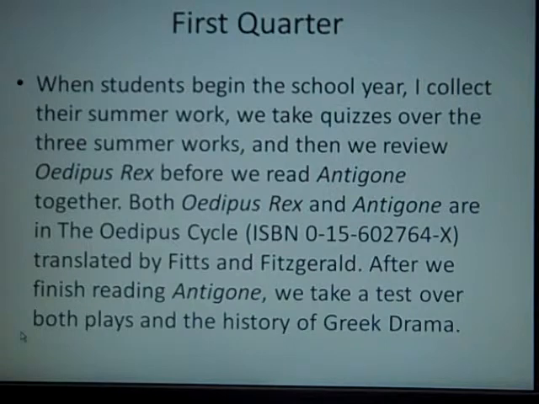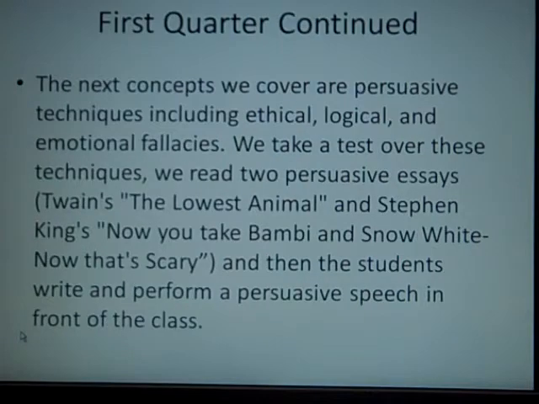When students begin the school year, I collect their summer work, we take quizzes over the 3 works, and then we review Oedipus Rex before we read Antigone together. Both Oedipus Rex and Antigone are in the Oedipus cycle, translated by Fitz and Fitzgerald. After we finish reading Antigone, we take a test over both plays and the history of Greek drama. We will also have a writing clinic in the beginning of the year.